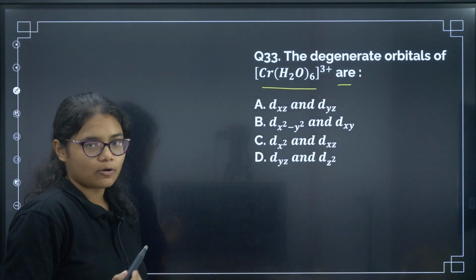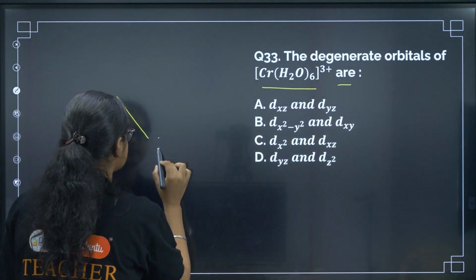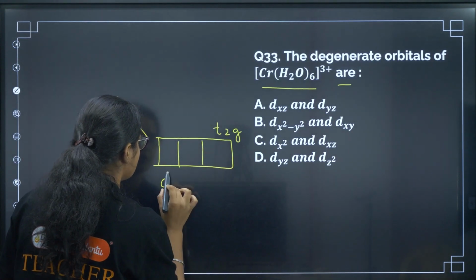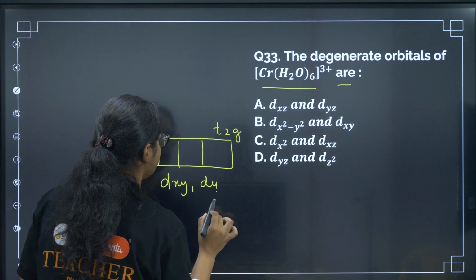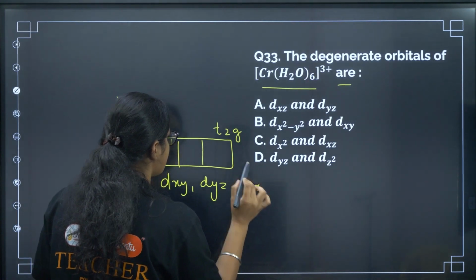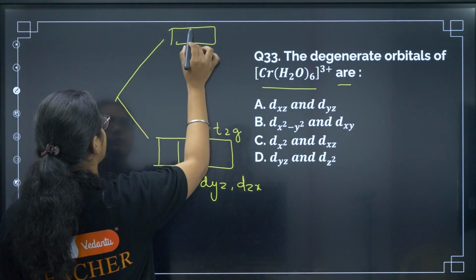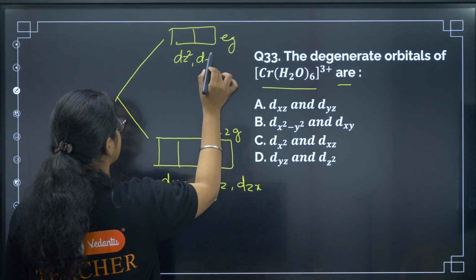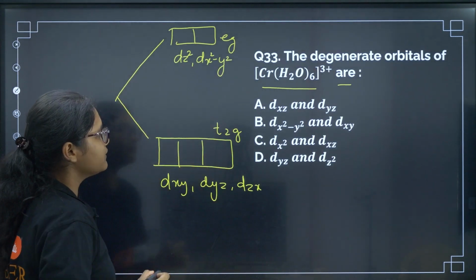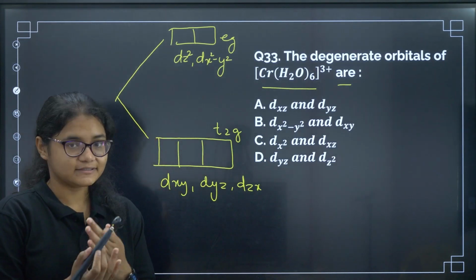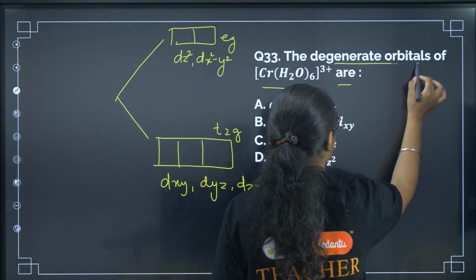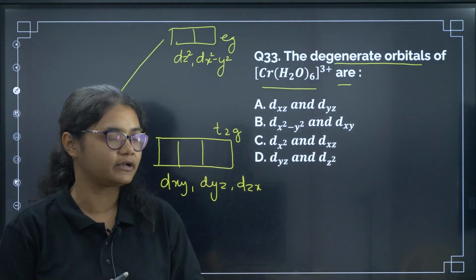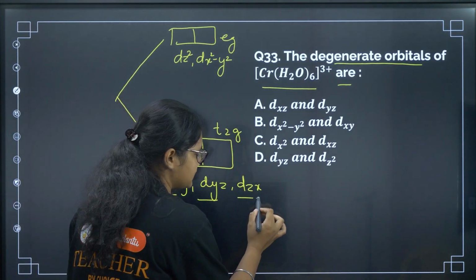So this is an octahedral complex. What is the splitting in octahedral complex? We have here 3 orbitals, t2g, that is your dxy, dyz and dzx, and here we have eg orbitals, that is dz square and dx square minus y square. So which are your degenerate orbitals? Means they will have the same energy. So first of all, what is the meaning of degenerate orbitals? Orbitals having the same energy. So there are 2 sets of degenerate orbitals. First set is dxy, dyz and dzx.